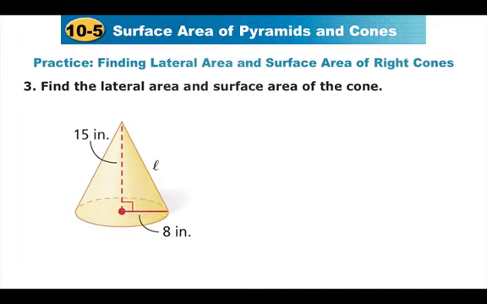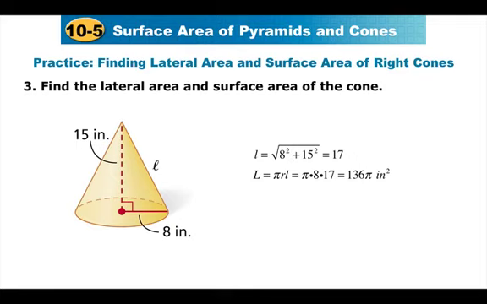It says find the lateral area and surface area of the cone. So let's apply. First, we need to find L, which is the slant height. I'm going to use the Pythagorean theorem, and that's why you see that there. And it turns out to be 17. From here, the lateral is just pi RL: pi times the radius times the slant height. That's why you see those numbers. Simplify, you get 136 pi square inches.